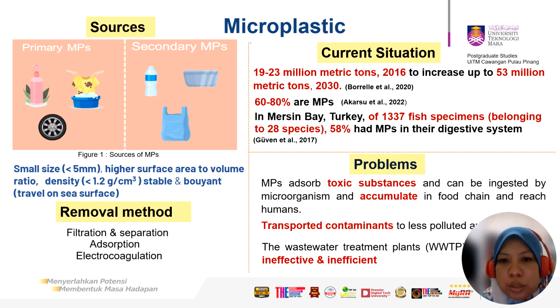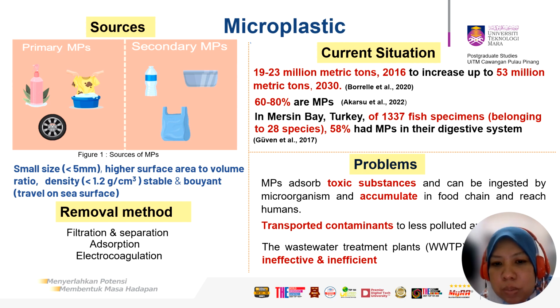The current situation with microplastic is that in 2016, it is estimated about 19 to 23 million metric tons of plastic has been released into the water system, and is expected to increase up to 53 million metric tons in 2030. Among this plastic release, 60 to 80% are microplastic.